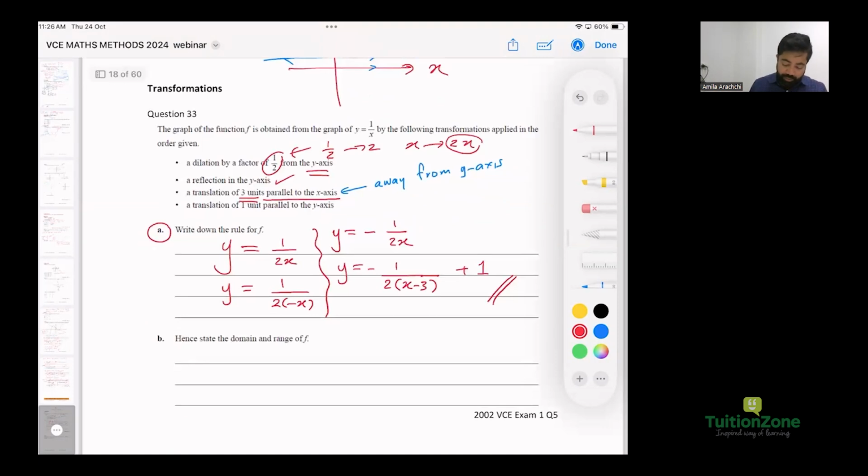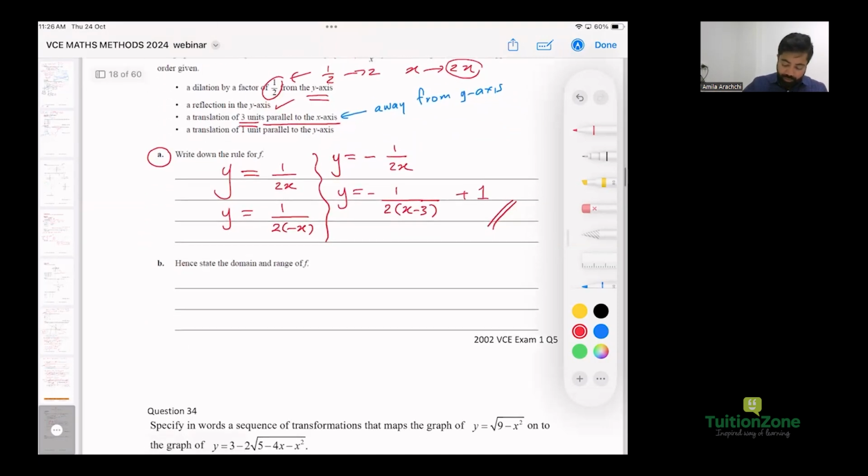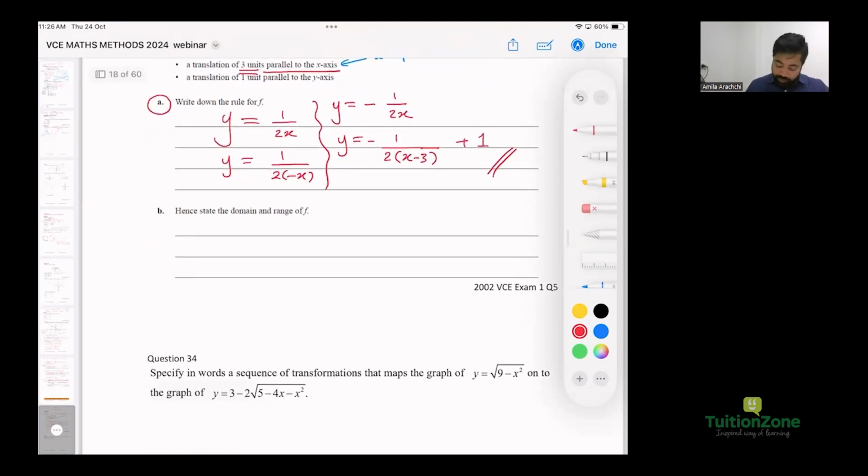Cool. That's the answer. Part B you can do for homework. I'm not fussy about that one. Let's see.